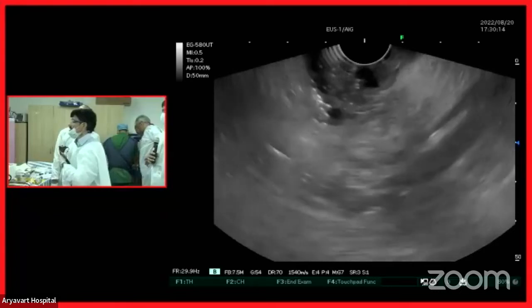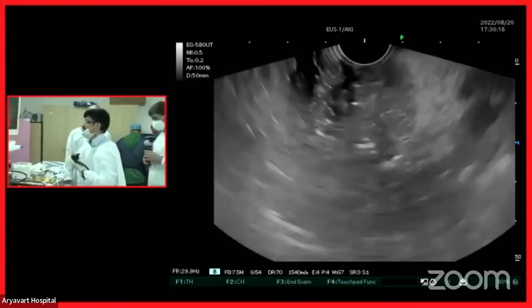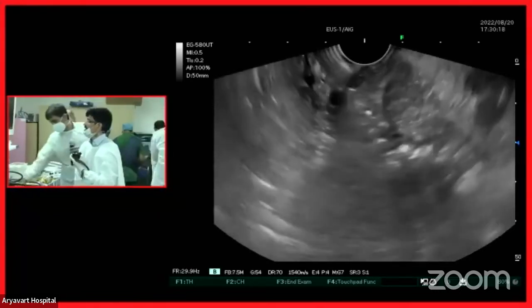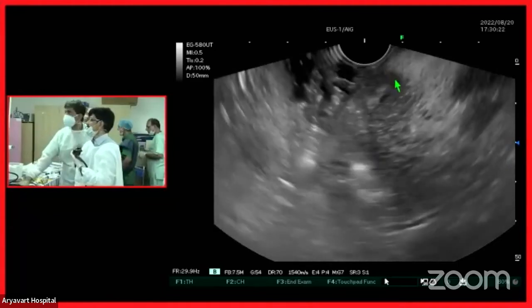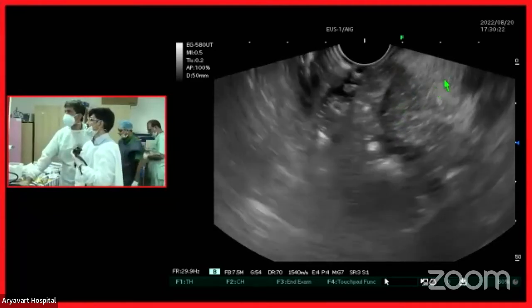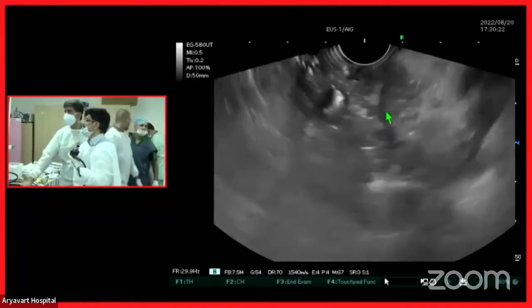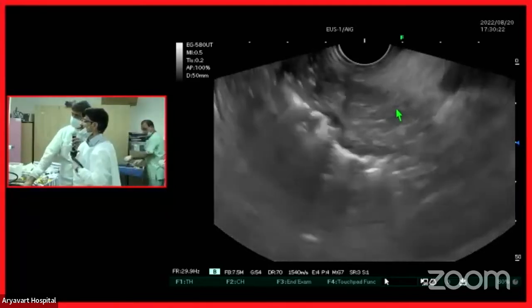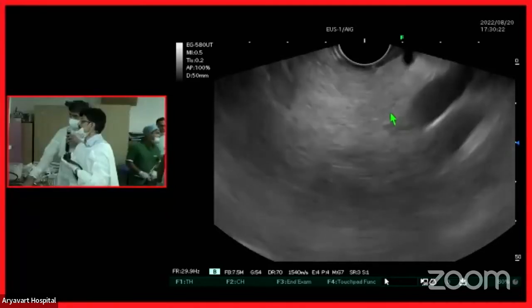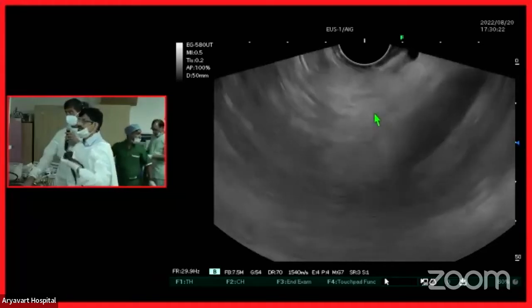So that's the duodenal follow. That's the D2, I think. And we can see the differentiation between the ventral and dorsal pancreas there. Hypoechoic versus hyperechoic. That's actually showing up very nicely in this patient. Yes, the image is very clean with this scope.